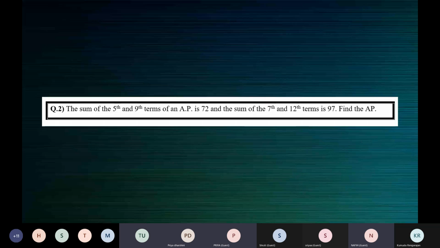2a plus 12d equals 72. 2a plus 17d equals 97. Very good. I can hear many of you trying to say the correct answer. And the value of a? 6, ma'am. And d? 5. Very good.